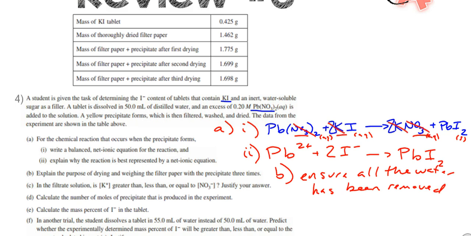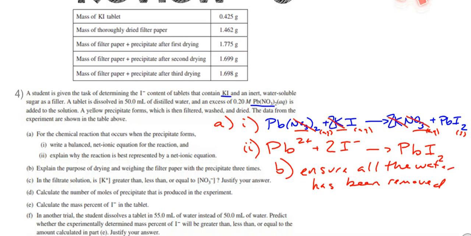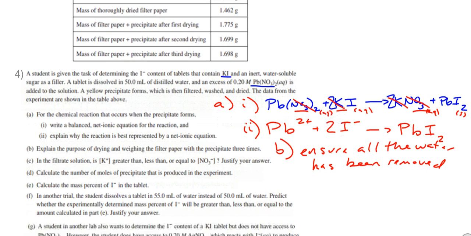All right, C. In the filtrate solution, is K plus greater than, less than, or equal to NO3 minus? Justify. Sometimes it's not about calculation. Honestly, if you look at this, they don't give you enough information potentially of how much you started with, and it may not be needed. It's not asking for an exact amount, it's just saying greater than, less than, or equal to.